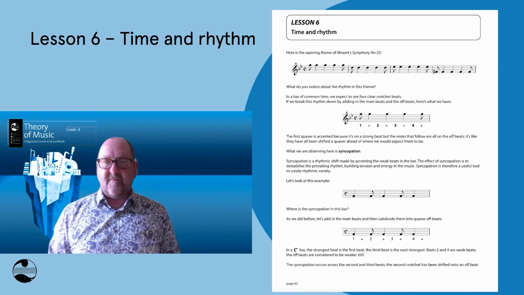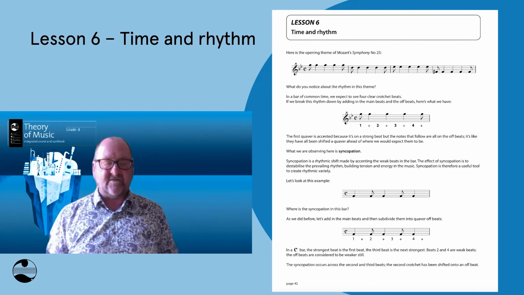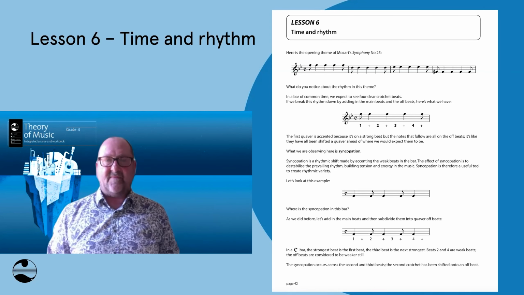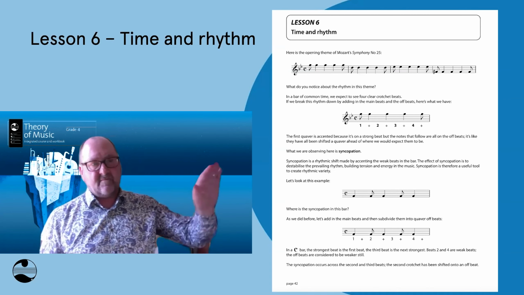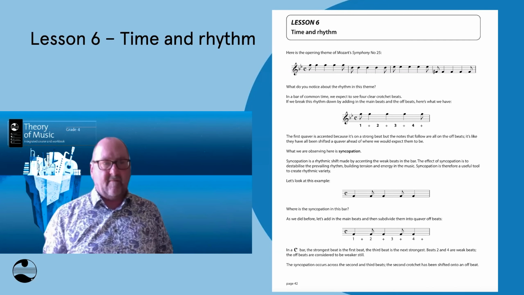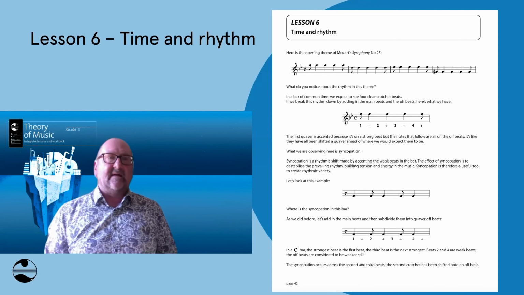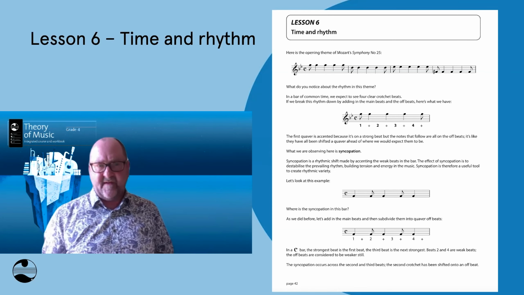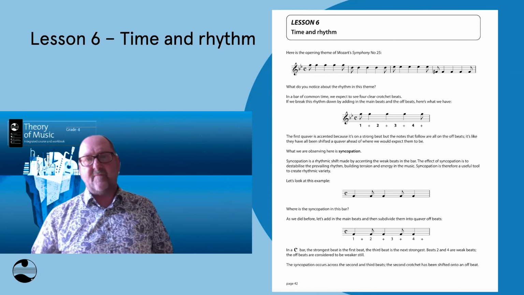So I talk about syncopation, the different kinds of syncopation that you'll find at this level, things like ties across the bar line, accents on weak beats, this kind of thing. There's plenty of examples in there.